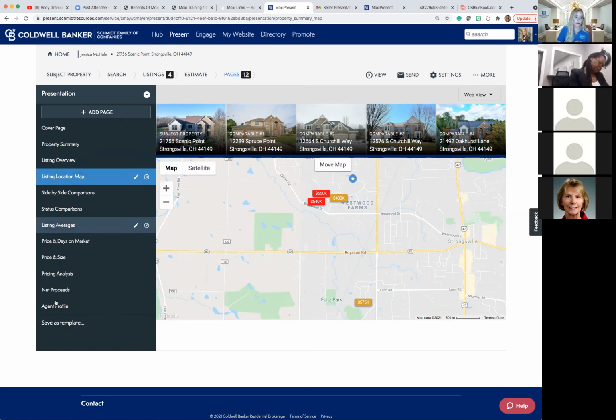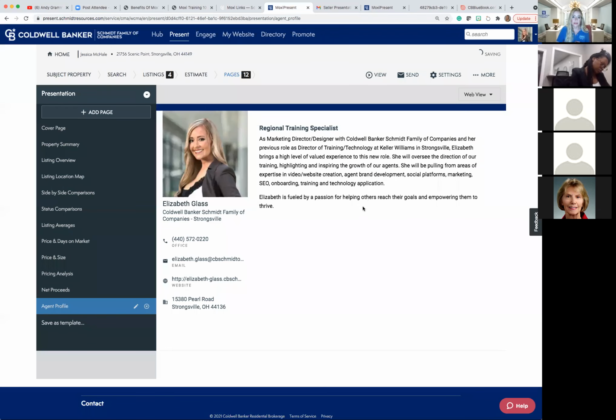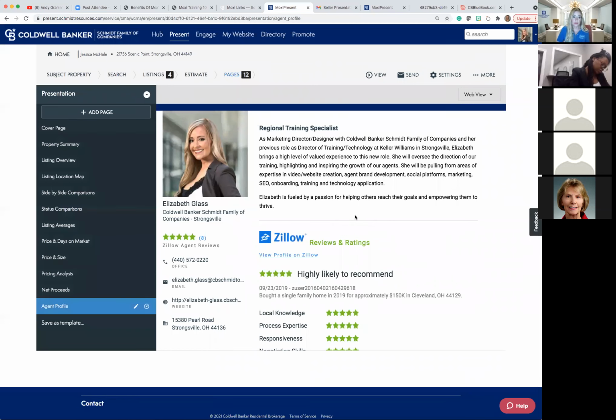At the very bottom, the agent profile option has a pencil. If I click on that and click the edit option, I'm able to then hover over here and turn on the Zillow reviews. This is how your reviews pull in. And then I hit that X out there, and you're going to see those populate instantaneously here in a second once it's uploaded. Now your presentation is done and ready.